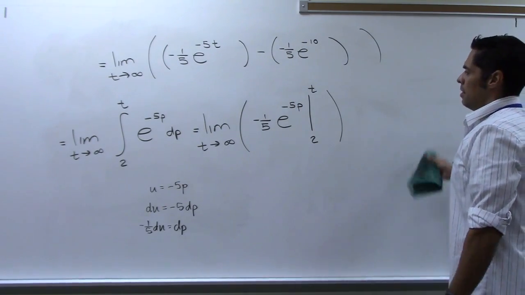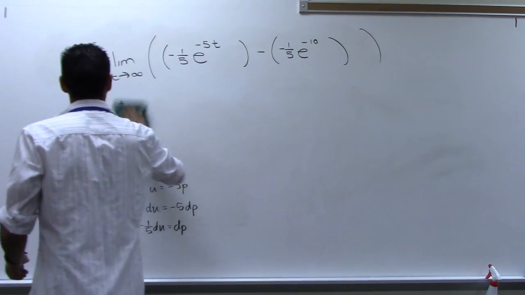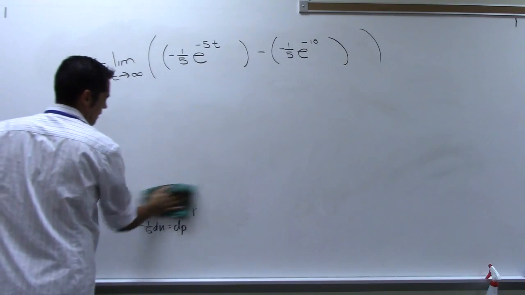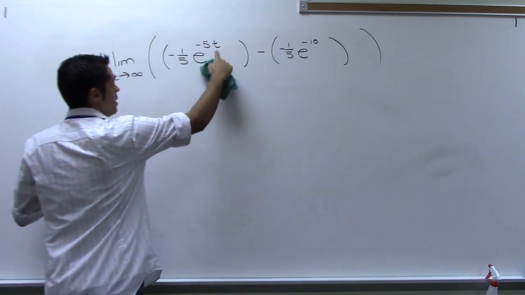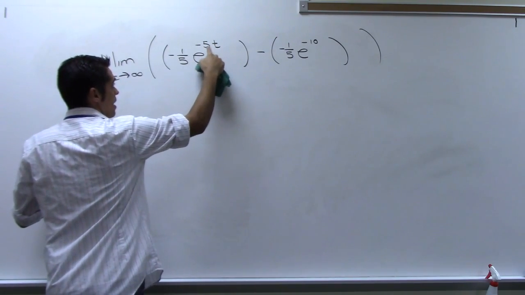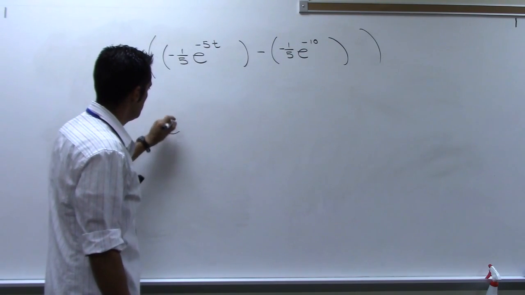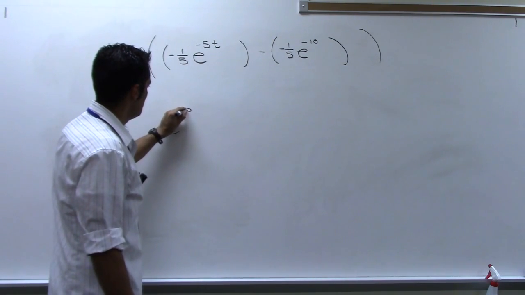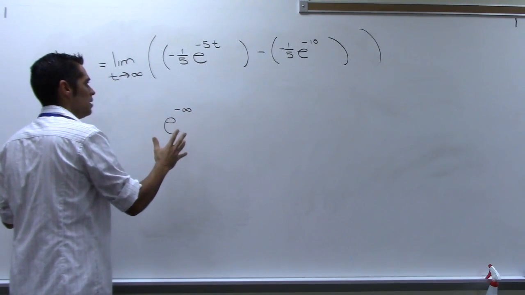All right, now this is a little bit tricky, so you've got to be a little careful with this. You need to figure out what happens when t goes to positive infinity right here. So if I take a positive number and multiply it times negative 5, this is a negative number. So we're really asking ourselves, what happens if you take e and raise it to a number that's really, really big but negative? And there's two ways to look at this.